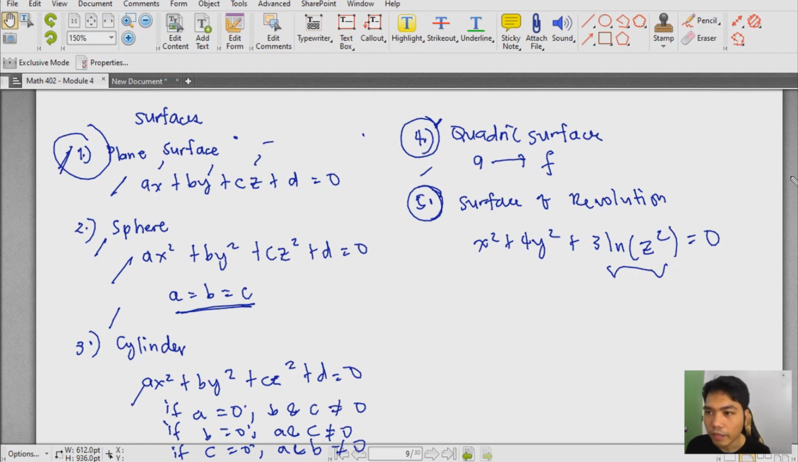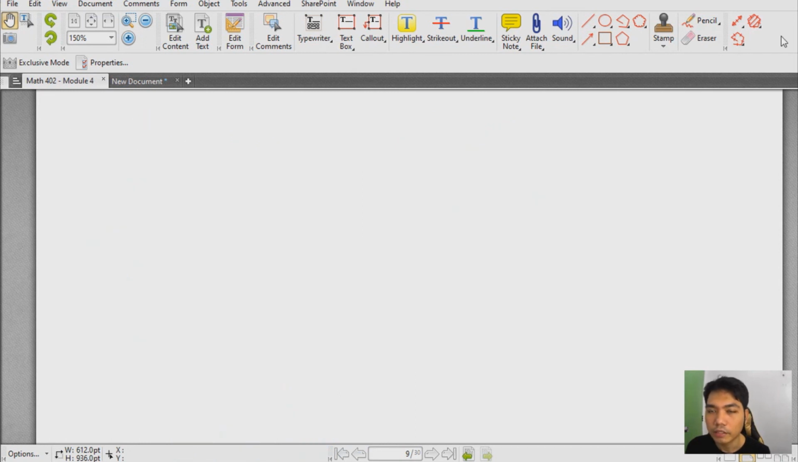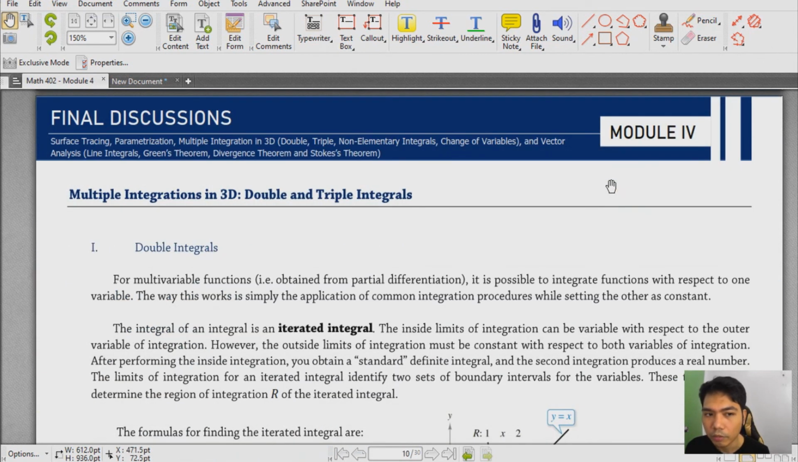Okay, so from that, I think we can now move forward na sa next major topic, which is all about these multiple integration in 3D. We have a double and triple integrals.